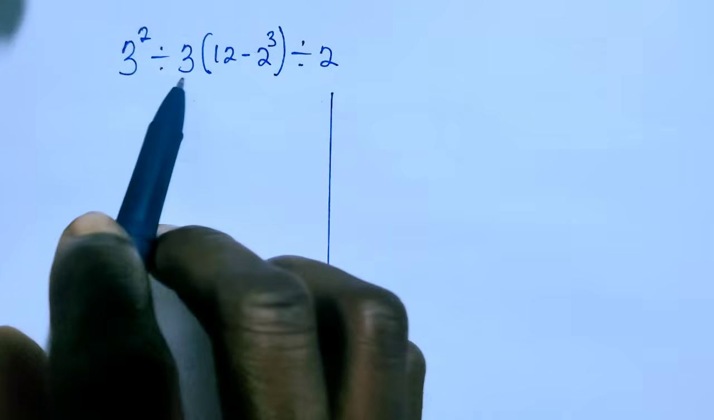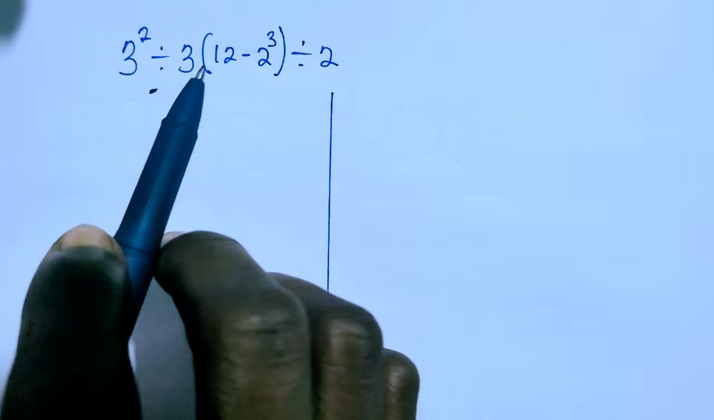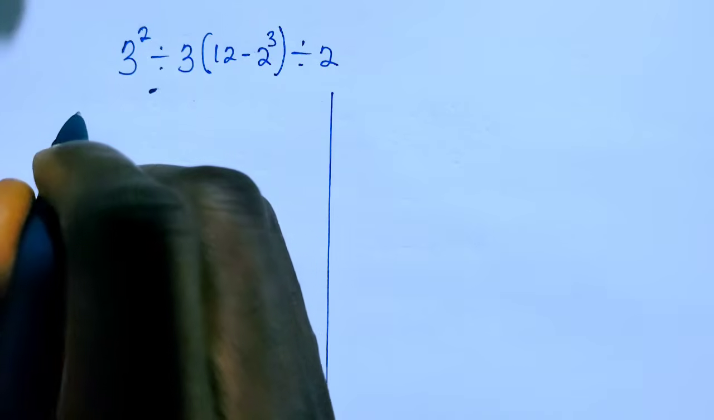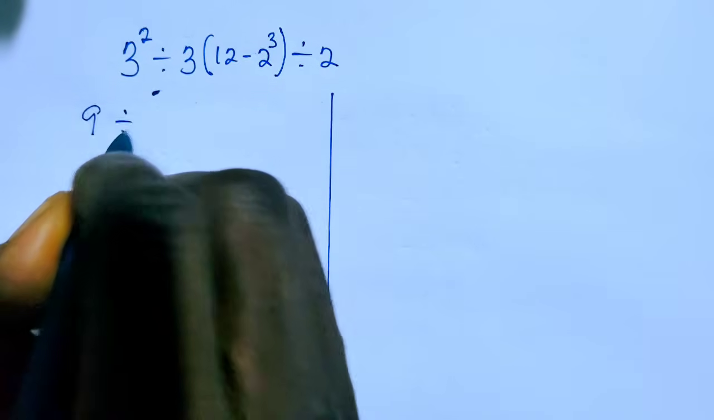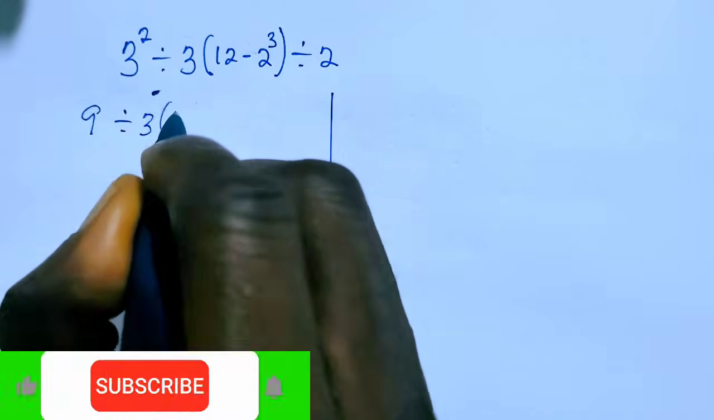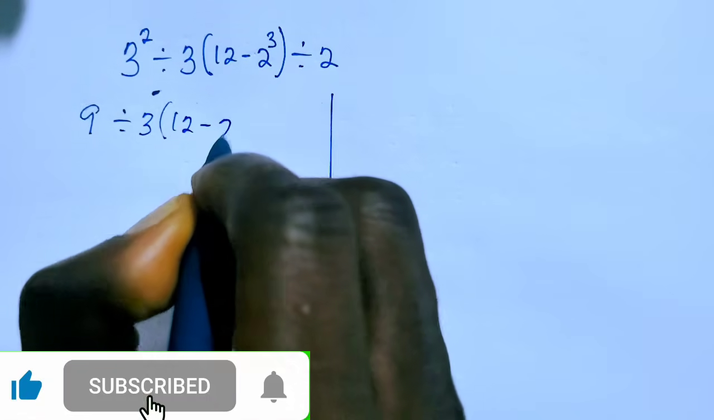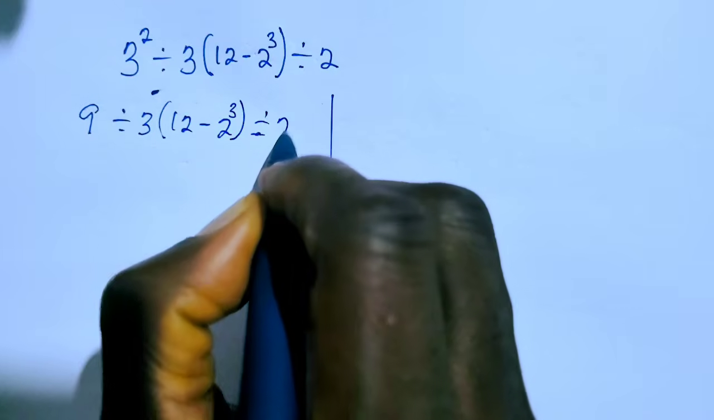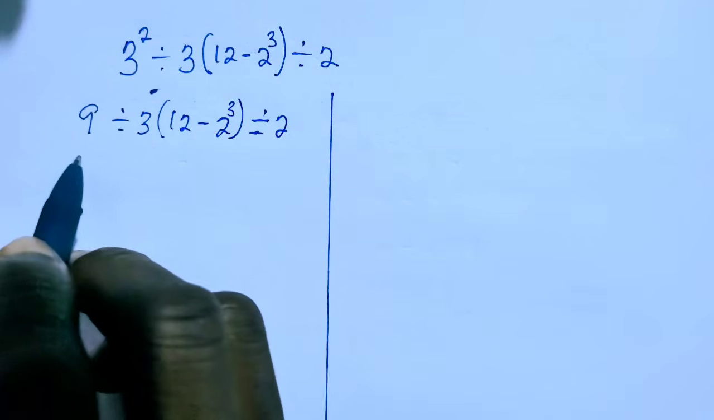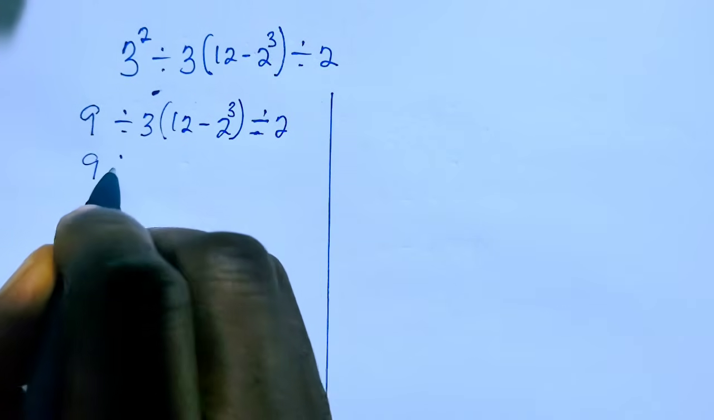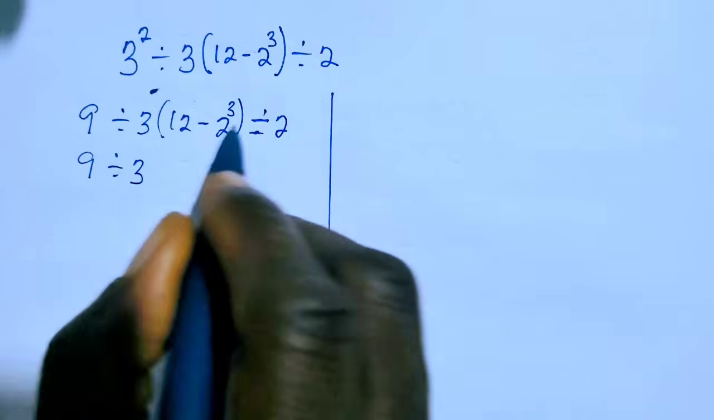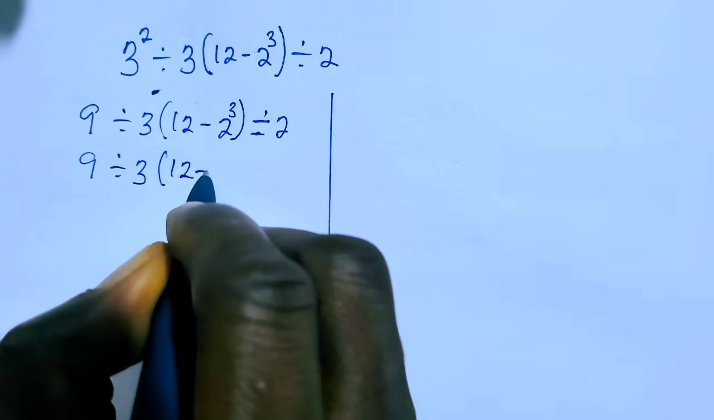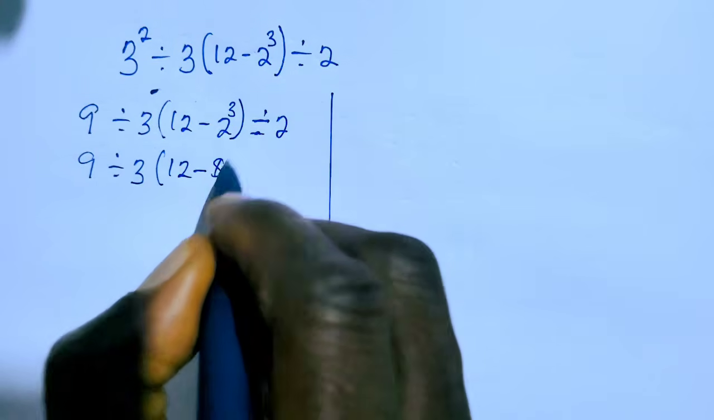Many people got this expression wrong because of this common mistake here. They start off with 3 to the power of 2, that gives 9, divided by 3 into 12 minus 2 to the power of 3 divided by 2. Then here they have 9 divided by 3. Inside parentheses, they have 12 minus 2 to the power of 3, that gives 8.